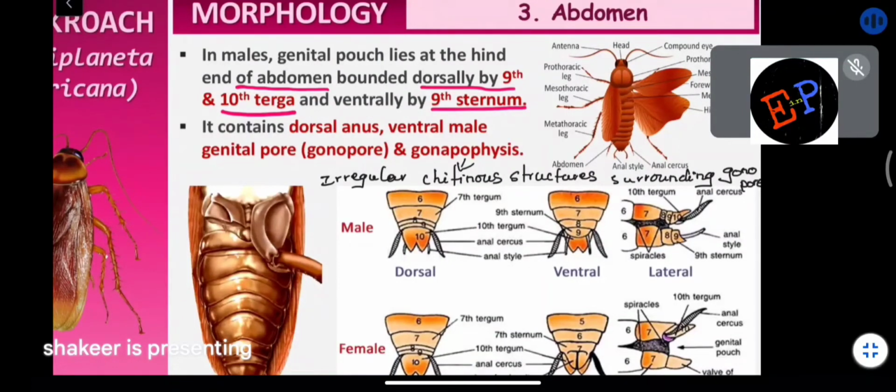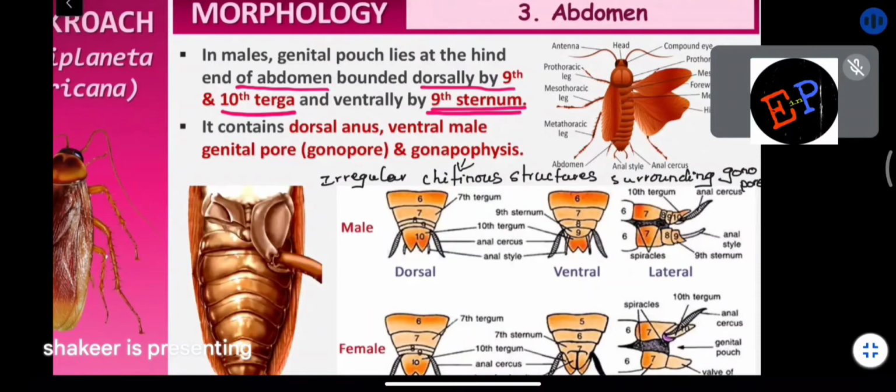And on the ventral side again you will have the 9th sternum. Are you able to understand? So it means the genital pouch is a combination of both the dorsal side as well as the ventral side. It is present on both sides. But in the case of females, it is not like that. It is present only on one side.